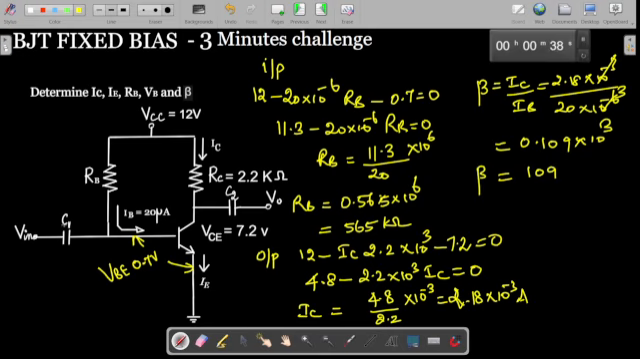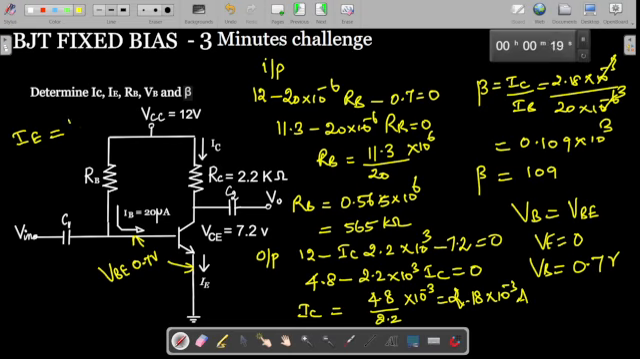Now I am going to find out what is the value of IE, or I can go for this VB. VB is equal to VBE only, because we know that VBE is equal to VB minus VE, where VE is equal to 0. So VB is equal to 0.7 volts only. So yet to find out this IE.